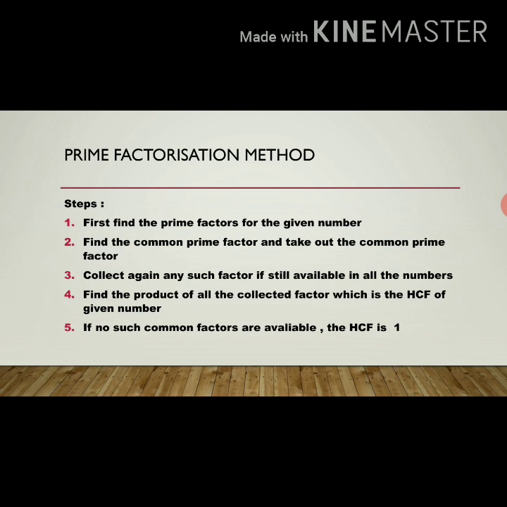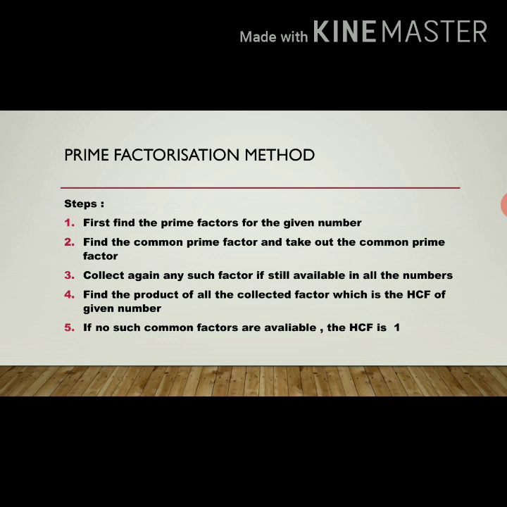Step 1: first find the prime factors of the given numbers. Step 2: find the common prime factors and take them out. Normally, of the given numbers, we take all the common divisible numbers.